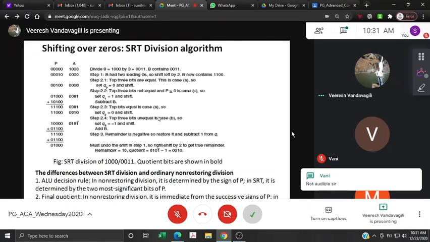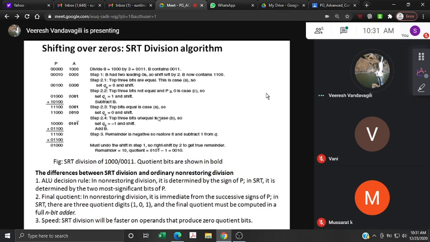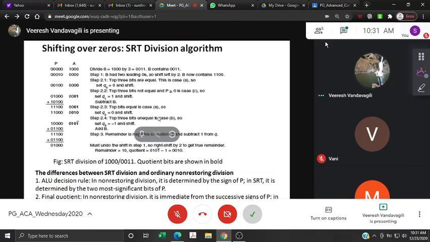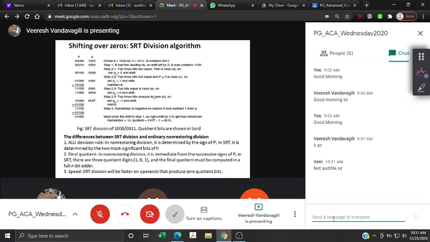What is that difference? ALU decision tool. In non-restoring division, it is determined by the sign of the P. By seeing whether the P is negative or positive, the addition or the subtraction operation will take place. But in SRT, it is determined by the two most significant bits of the P.